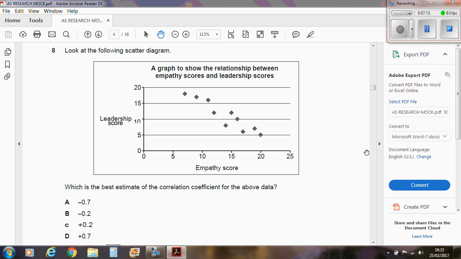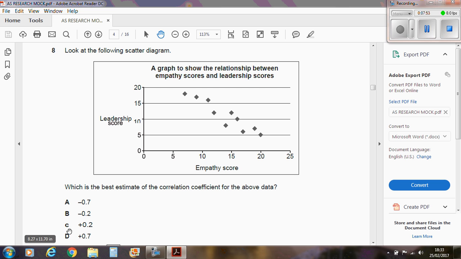Number 8, look at the following scattergram diagram. So it's a graph to show the relationship between empathy scores and leadership scores. So empathy is the ability to kind of understand what someone else is thinking and feeling, almost like theory of mind. And leadership score, so how well you are at leading. So what they've done is they've tested them on 2 kind of things, and they've correlated the results to see if there's a relationship. Now it says here, which is the best estimate of the correlation coefficient for the above data? So when you get a number from a correlation, it's called a coefficient. And if you put a line of best fit on here, it slopes downwards, doesn't it?